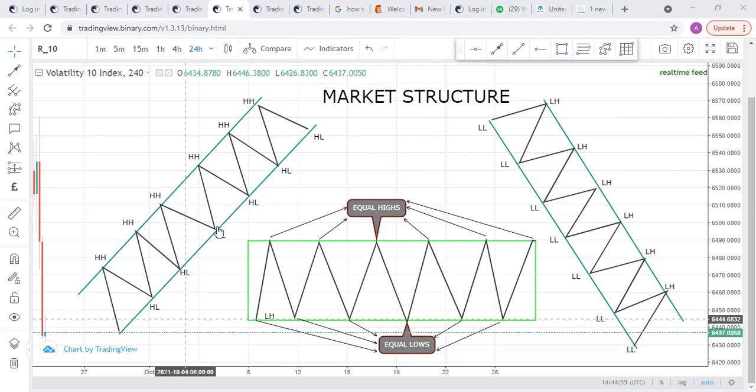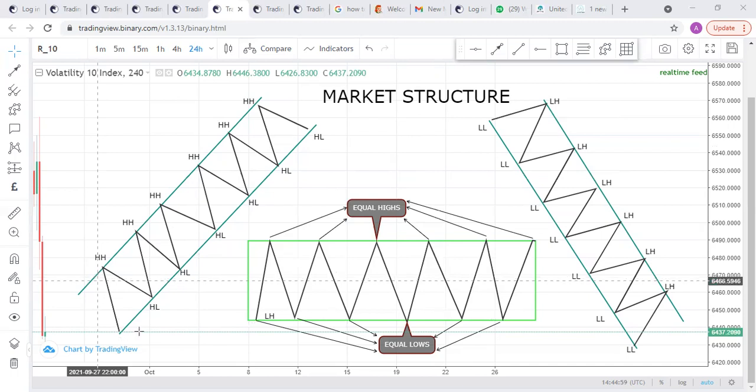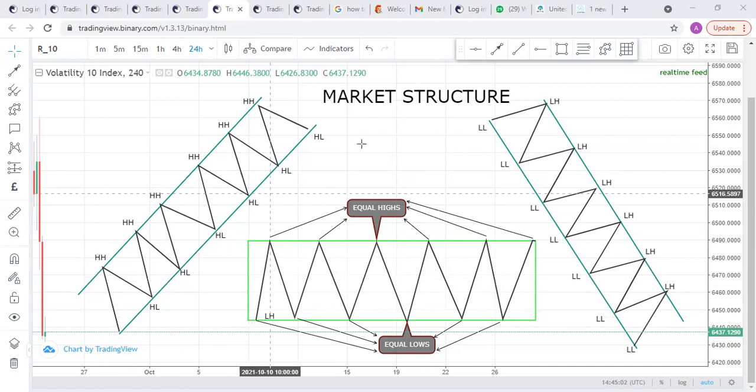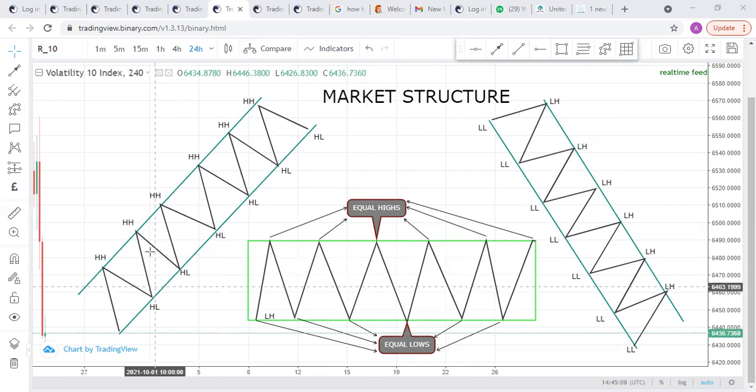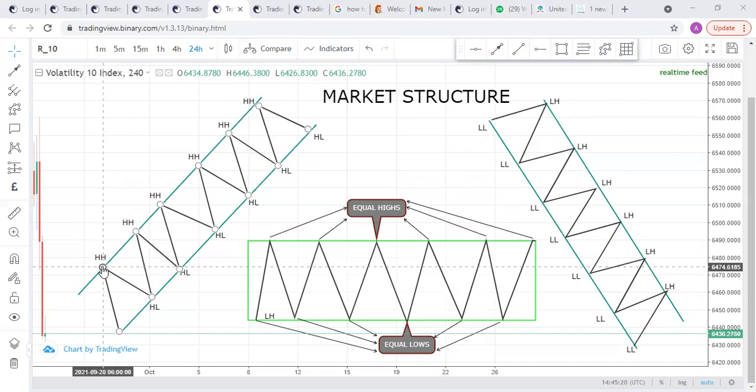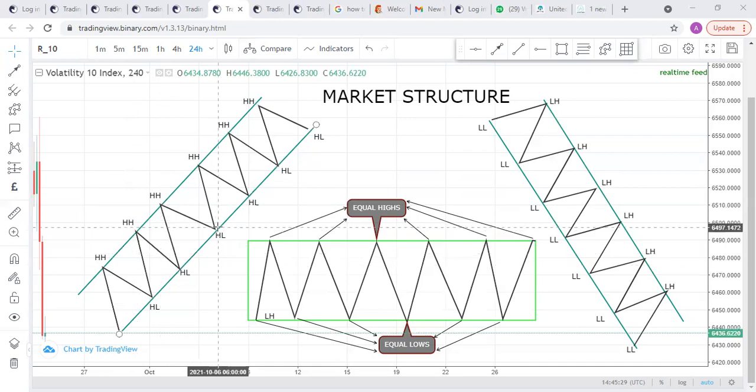When the market is making an upward move, the market doesn't just go in a straight line. It will be moving in a zigzag kind of movement, and that's what you are seeing here. This is an upward trend. The market will move, create a swing high, then a swing low, a swing high, a swing low, a swing high, a swing low. That's how the market will keep on moving.